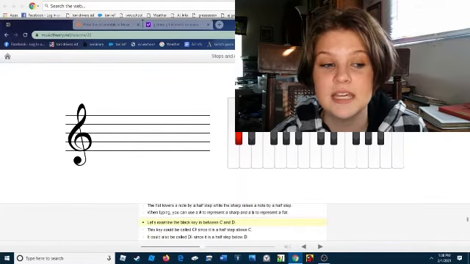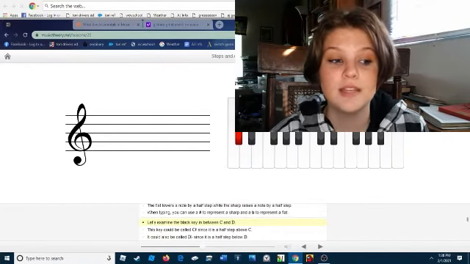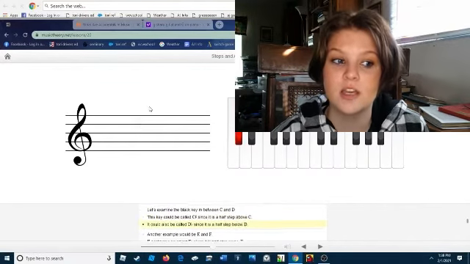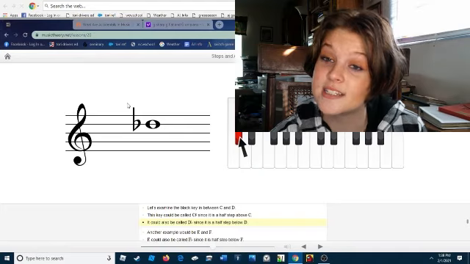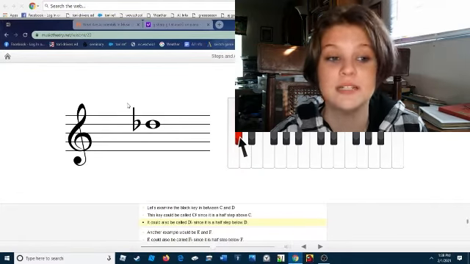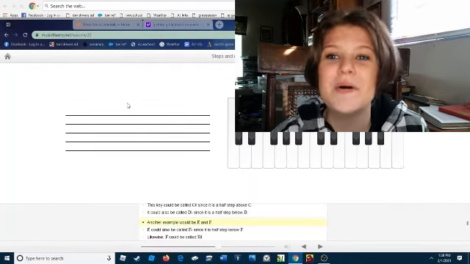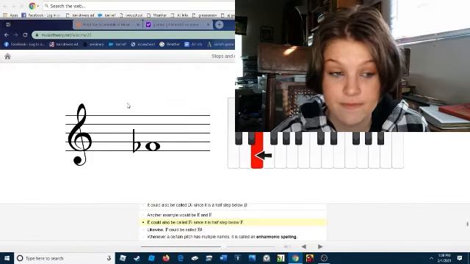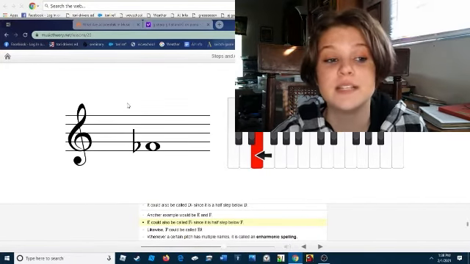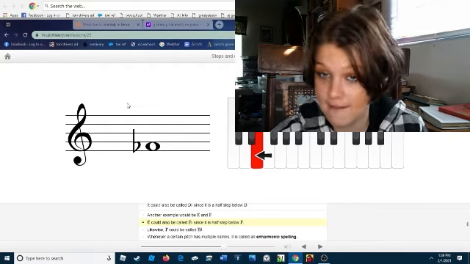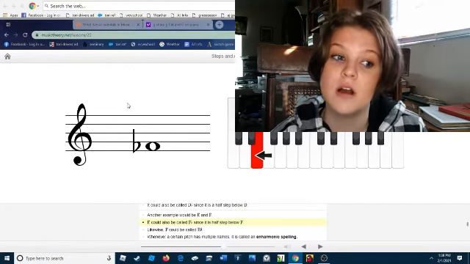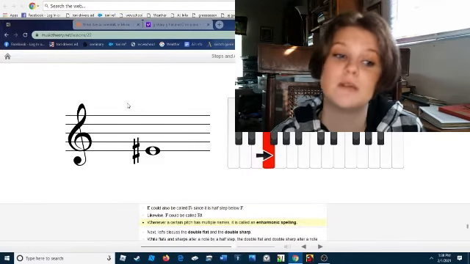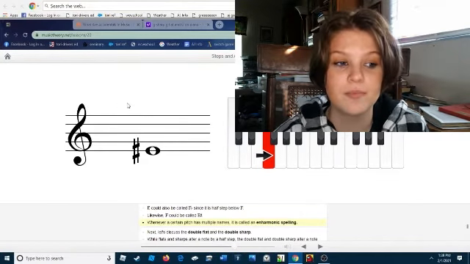Let's examine the black key between C and D. This key could be called C sharp since it is a half step above C. It could also be called D flat since it's a half step below D. Another example would be E and F. E could also be called F flat, since it is a half step below F. Likewise, F could be called E sharp. Whenever a certain pitch has multiple names, it is called an enharmonic spelling.